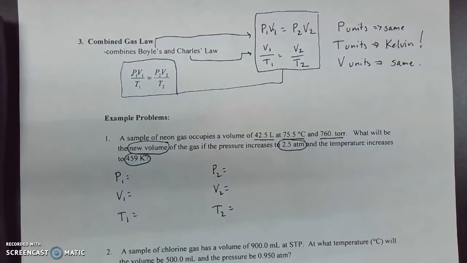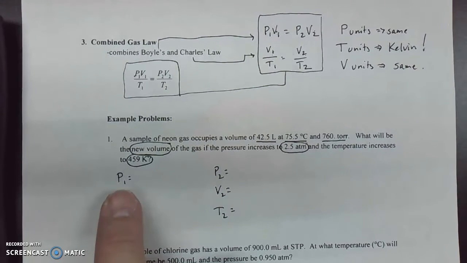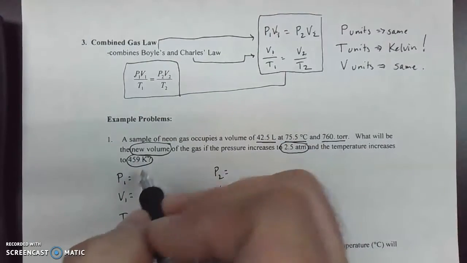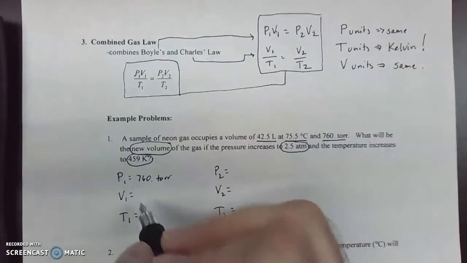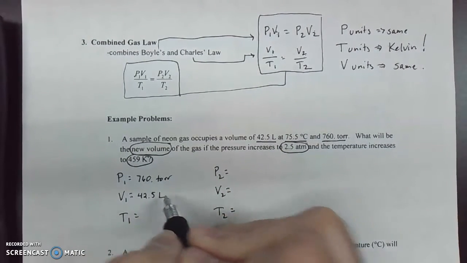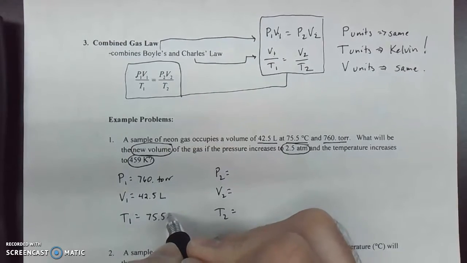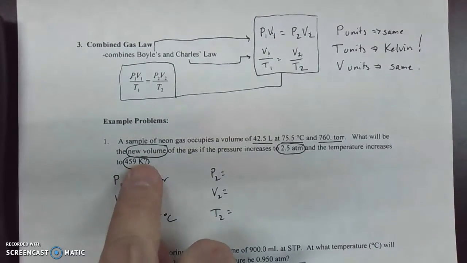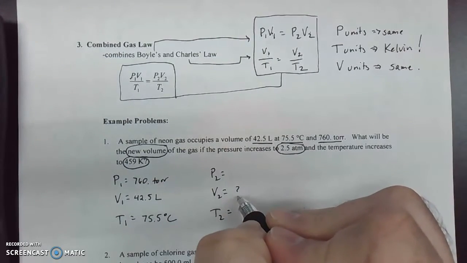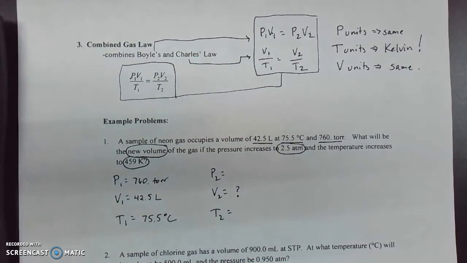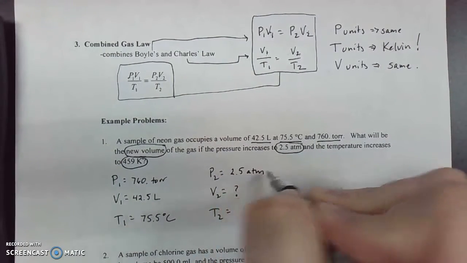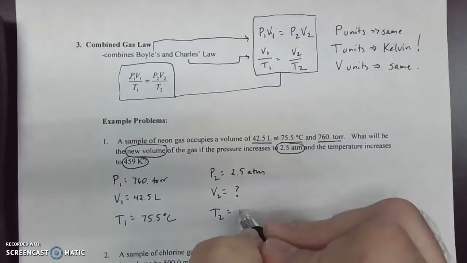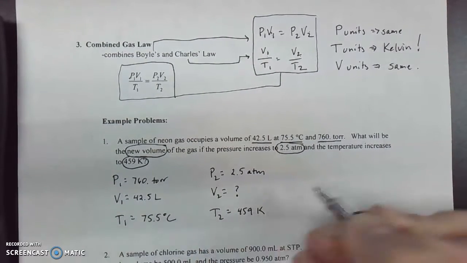One of them is going to be the unknown that we're solving for, and the rest of them are going to be given. So our pressure was 760 torr. Our volume was 42.5 liters, and our temperature was 75.5 degrees Celsius. We want to know what will be the new volume, so there is our question mark. That's what we're going to be solving for. The pressure increases to 2.5 atmospheres, and the temperature increases to 459 Kelvin.